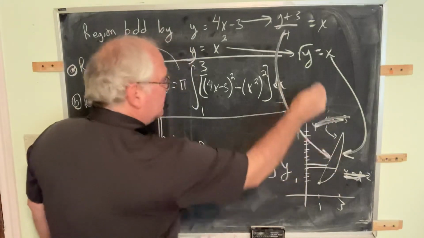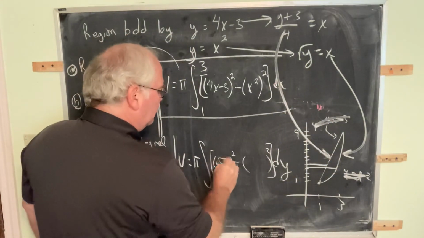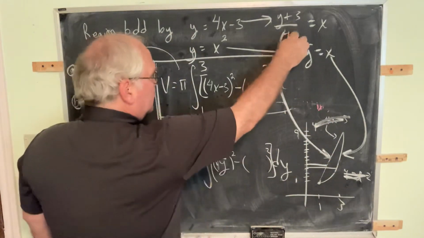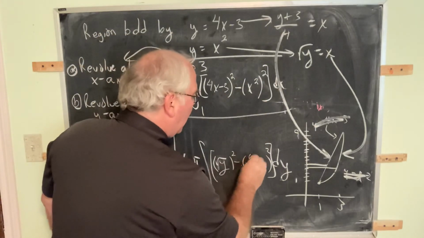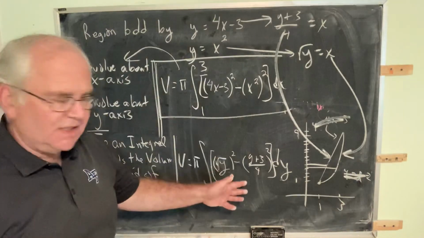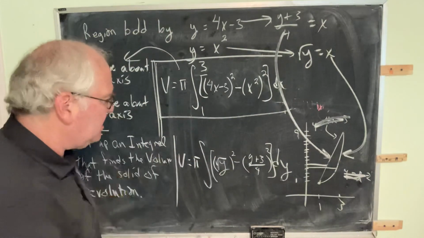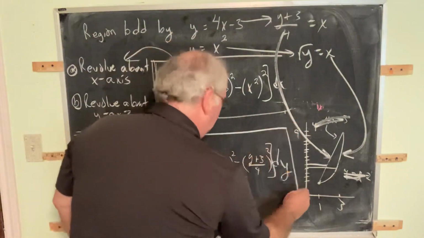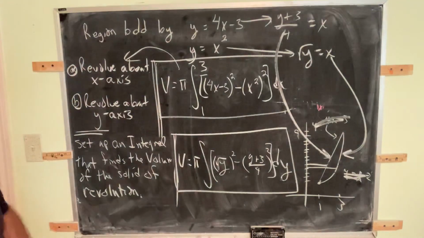So outer radius is the parabola. That's the square root of y. Inner radius is the line, which is y plus 3 all over 4. And the nice news is you don't need to simplify it. You don't need to make it look nice. Just find the integral, put a box around it like you're proud of it, and you're good to go.